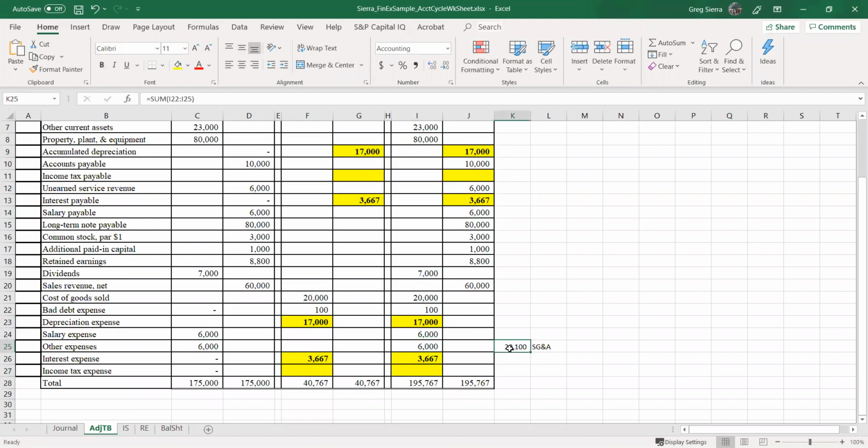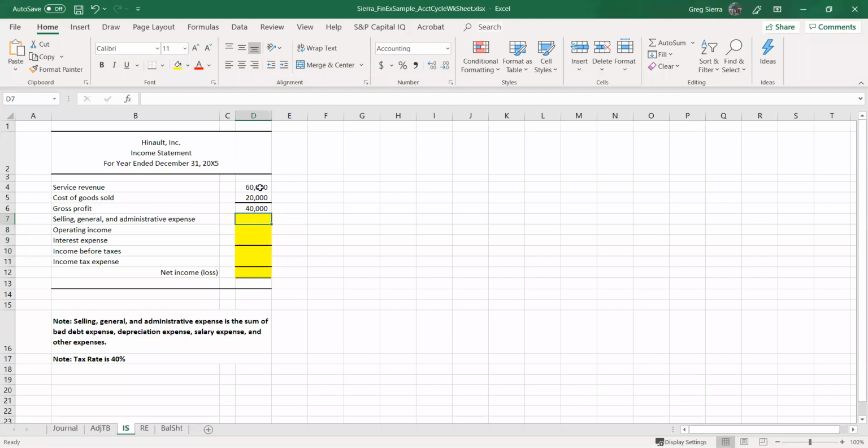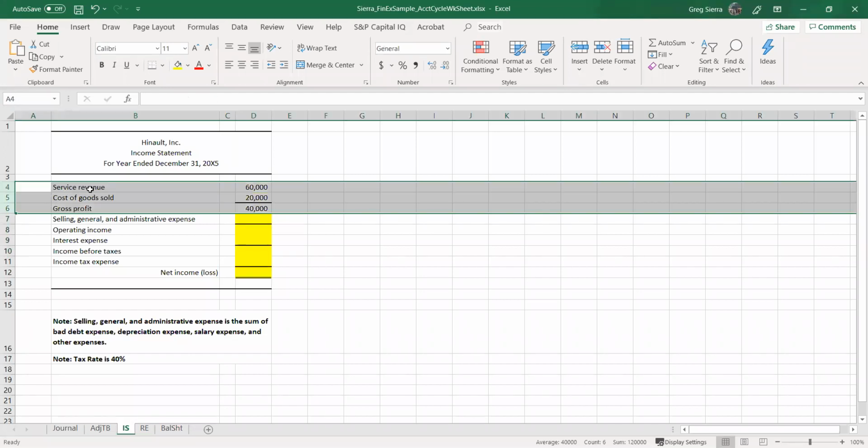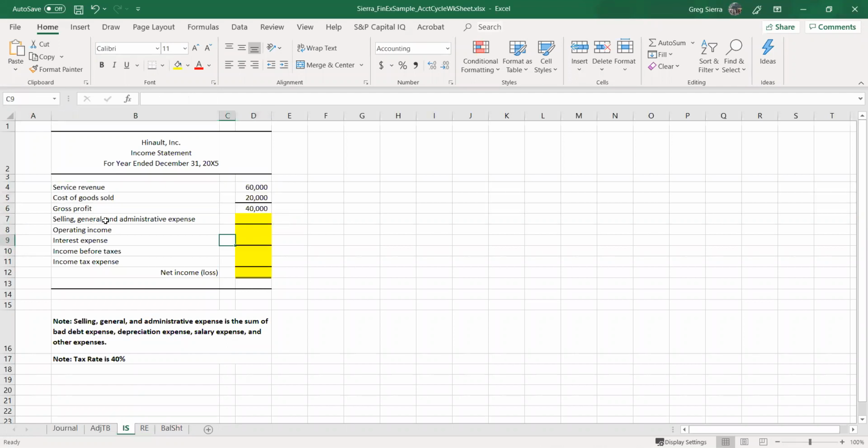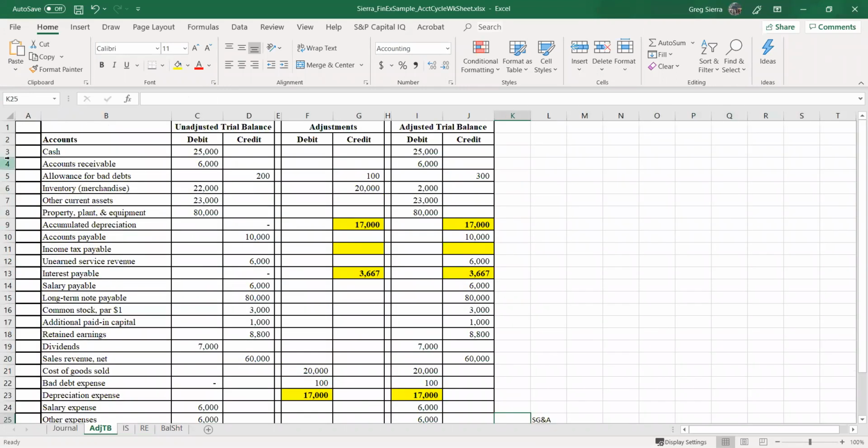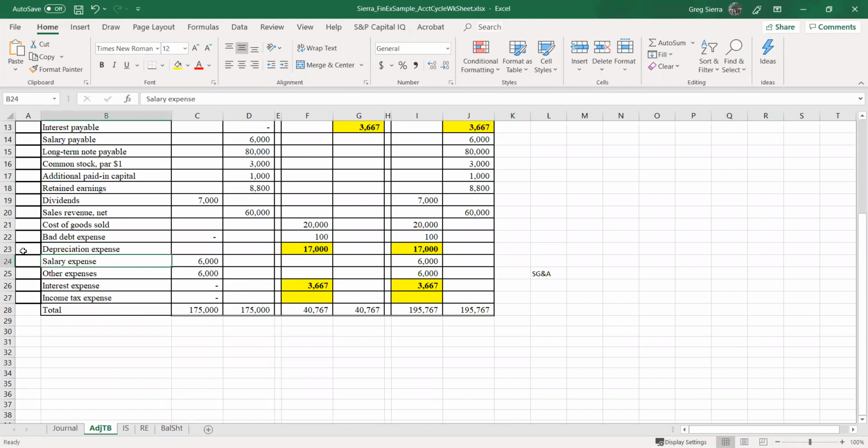Okay, so over here, if I go to the income statement, you'll see that service revenue, cost of goods sold, and gross profit are done for you here. So we have to do selling, general, and administrative expense. We have to go back to the adjusted trial balance. Remember, it's assets, liabilities, stockholders' equity, dividends, revenues, expenses. So all the expenses are right.